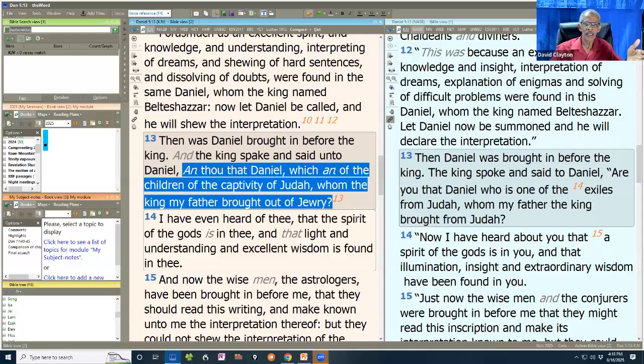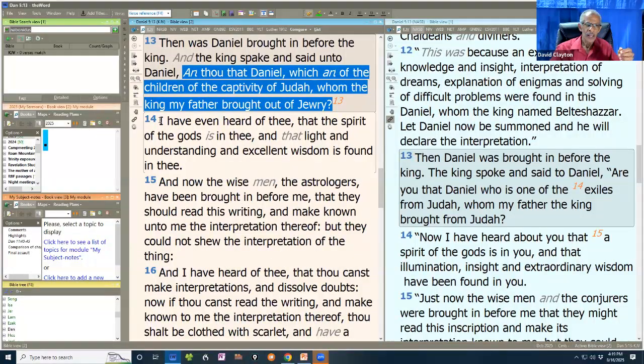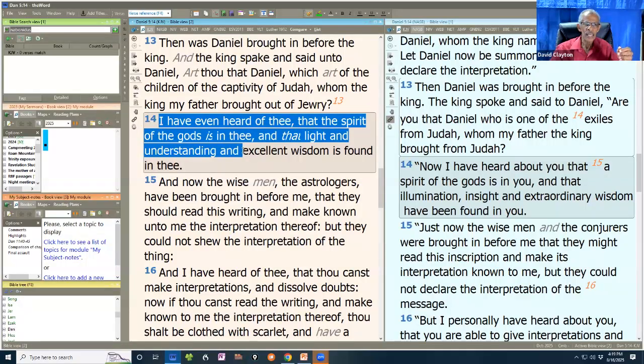It's interesting. They have pushed Daniel into the background so much that the man who was so prominent in the days of Nebuchadnezzar, the king does not even know Daniel. Anyway, he continues. I have even heard of thee, that the spirit of the gods is in thee, and that light and understanding and excellent wisdom is found in thee.